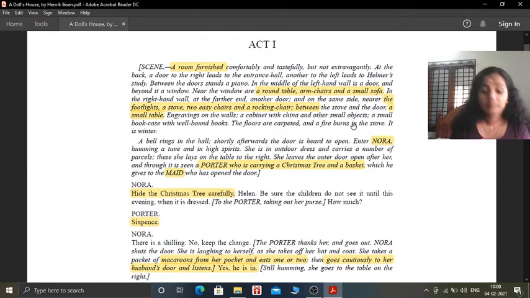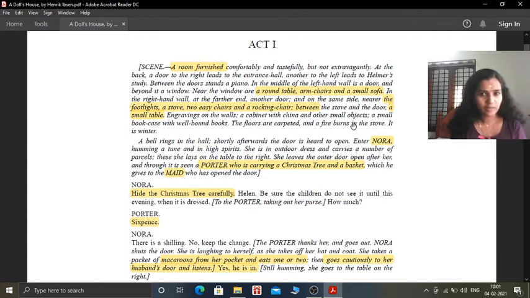So the time in which the play, all these things are happening, is on a Christmas Eve. Nora instructed the maid, "Hey maid, you should hide the Christmas trees carefully, Helen, that is the name of the maid, and be sure that the children should not see it until this evening. Today is Christmas. Until this evening, this is a surprise for my children."